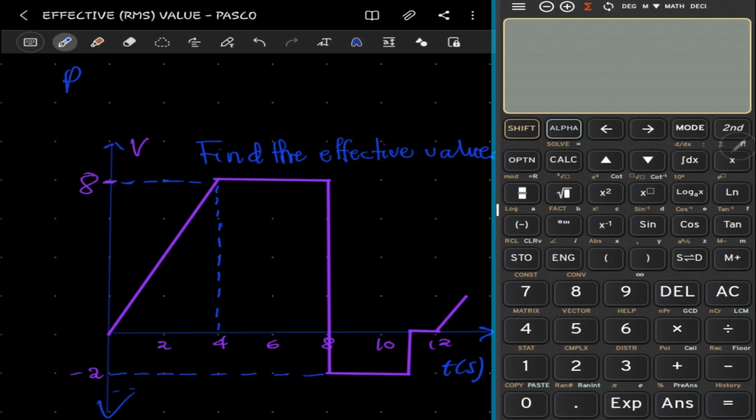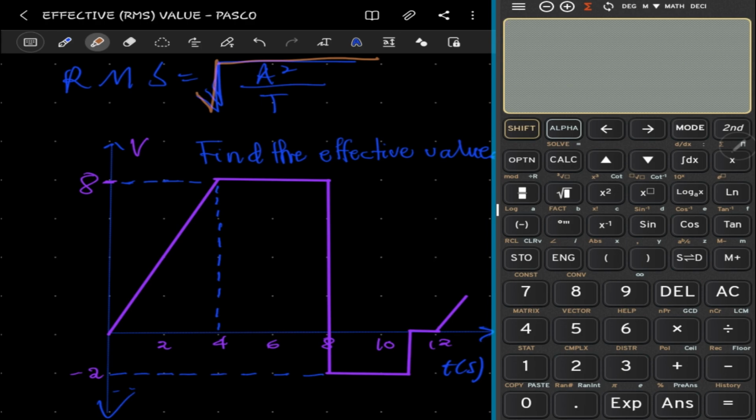The RMS value is the square root of the squared area, divided by the period, which is T. So this is basically what gives us the RMS value, or the effective value.